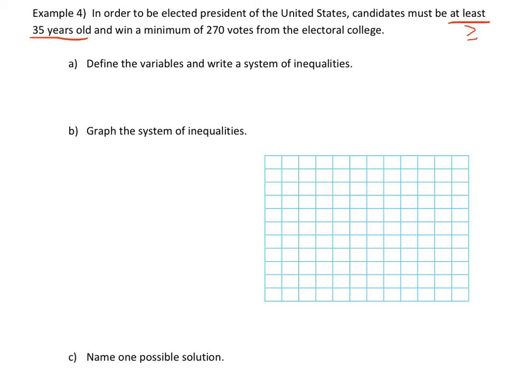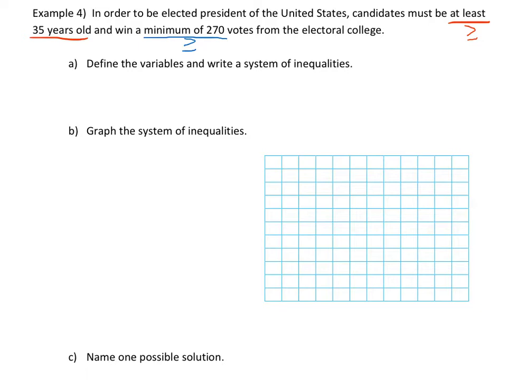Also, they must win a minimum of 270 votes. Minimum meaning no lower than. So 270 is okay, 280 is okay, 290 is okay. So this is also a greater than or equal to statement.